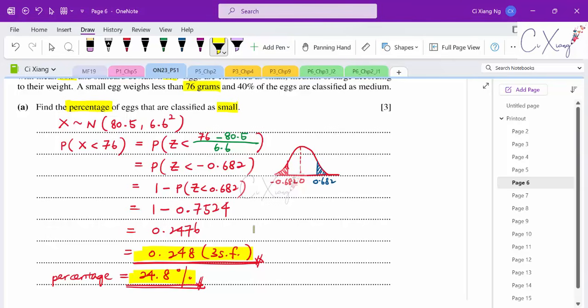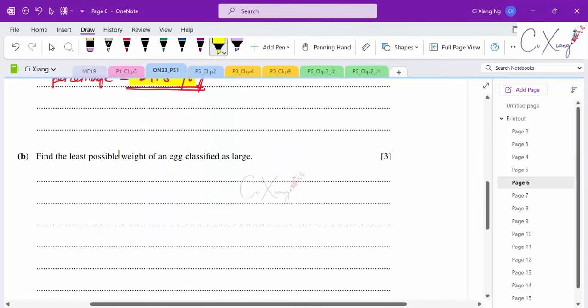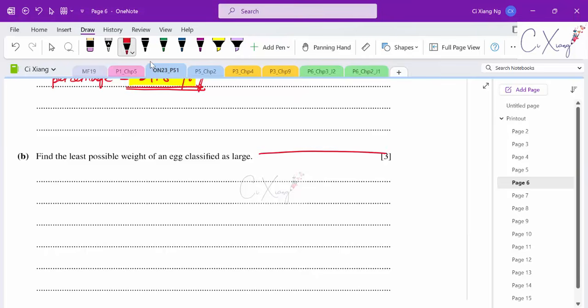So let's proceed to part B. Okay, so for part B, they want you to find the least weight of an egg classified as large. Okay, so let's say I have the eggs. The small one means that it must weigh less than 76. The medium one, I don't know what the limit is, it should be between 76 and a value here. And when you have a value more than L, we will consider it as large.